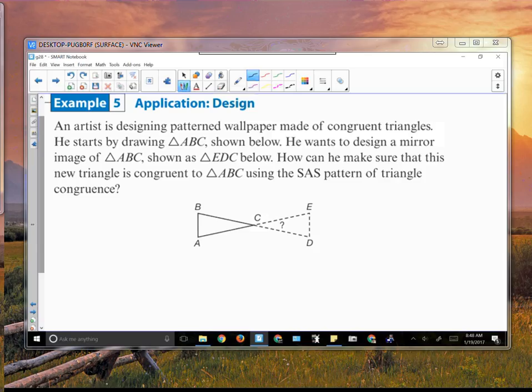What has to be true? Now, I don't want you to sit here and look at this in terms of, oh, I've got to figure out what's got to be congruent to what. If you were going to draw this out and you wanted to have triangle ABC and triangle CED to be exactly the same, what would you try and do?